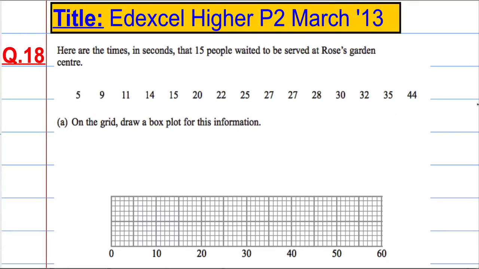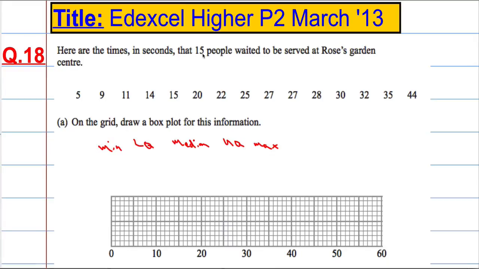And in order to draw a box plot, we need some information. We need the minimum value. We need the lower quartile. We're going to need the median. We're going to need the upper quartile, and we're going to need the maximum. Once we have all of those, we're away in a hat.